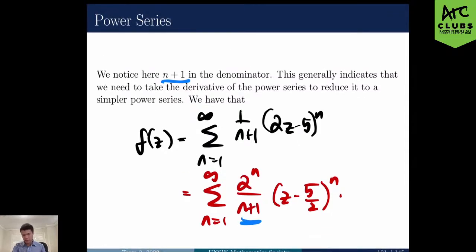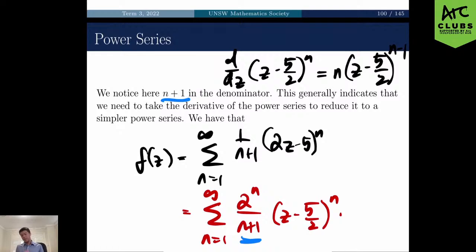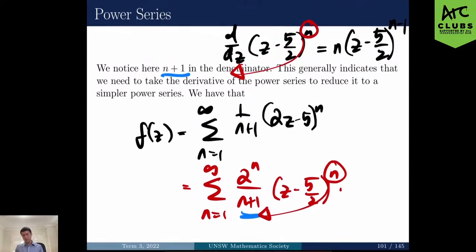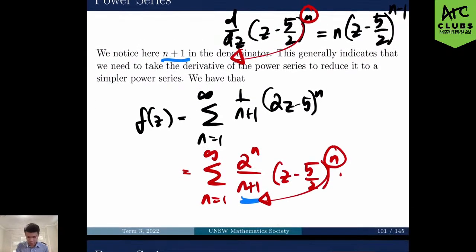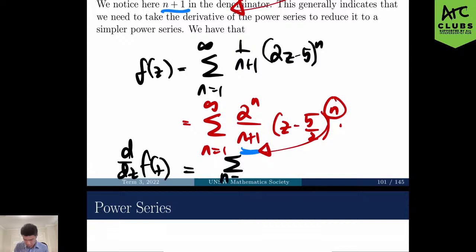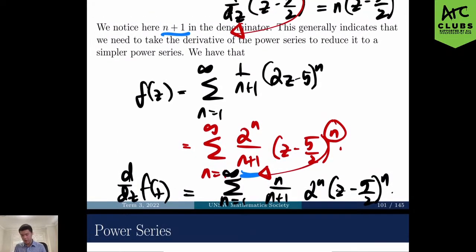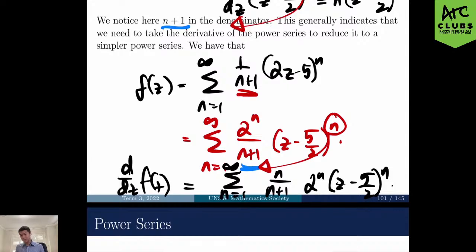And we know that when we differentiate this thing, we've got n times (z minus 5 on 2) to the power of n minus 1. So the power comes down, and you multiply through by the power. In this case, if I just differentiate f(x) directly, d on dx f(x), I won't actually cancel out the n plus 1. So it's not quite right, because when you differentiate, we're aiming to cancel out this n plus 1 so that we just get a power series.